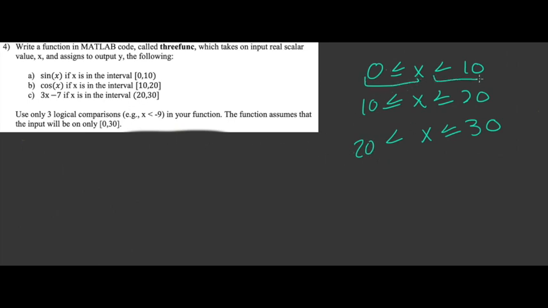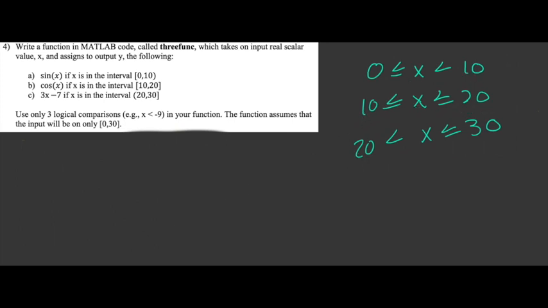And we only want 3 logical comparisons in the function, and then we're also going to know that it has to be from 0 to 30. So if we check our intervals, we have x is less than 10 and greater than or equal to 0. We got x is less than or equal to 20, and greater than or equal to 10. We have x is less than or equal to 30 and greater than 20. So these are actually 6 logical comparisons that we don't want. Each one of those is a logical comparison by itself, and we only want 3.